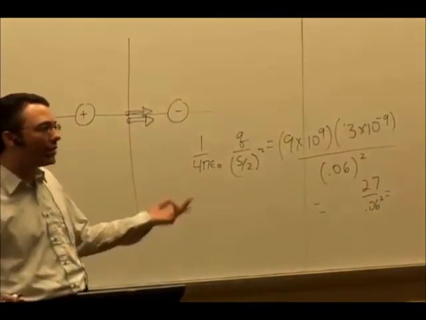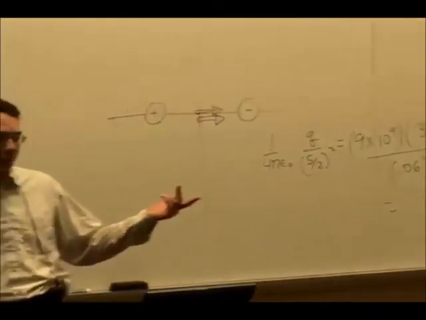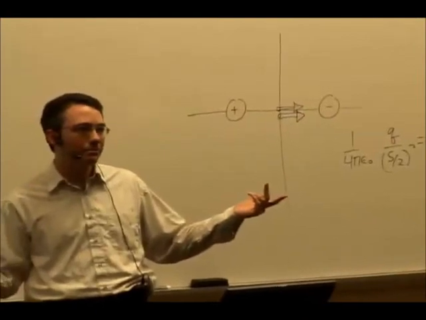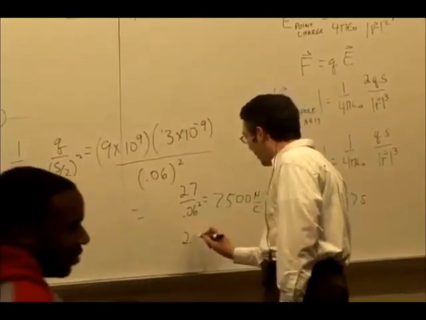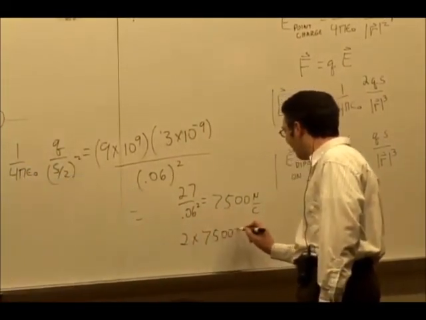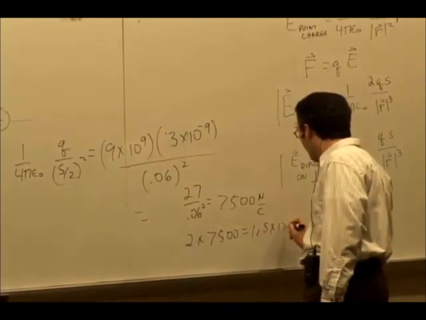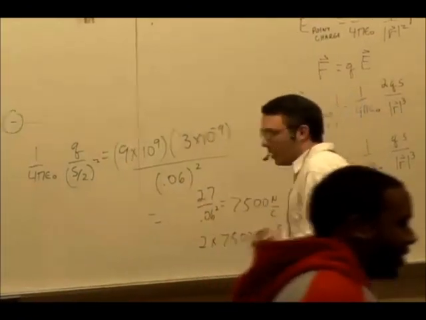7,500, right? And then twice that would be 1.5 times 10 to the 4th, right? We can check that. I think that's 7,500. Double check this. 7,500 newtons per coulomb. And then 2 times that. Okay, thanks. There you go.